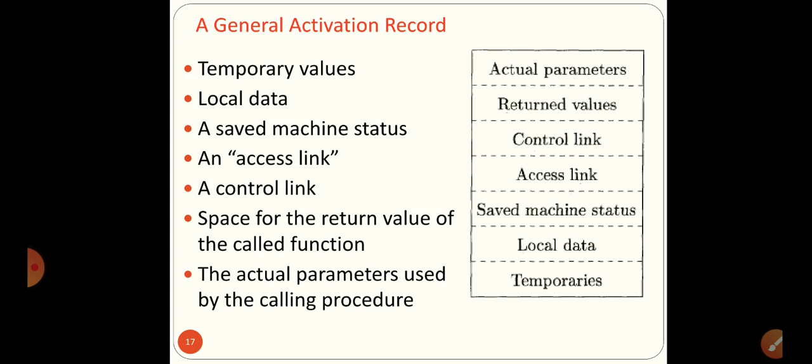This is a general diagram of the activation record. Starting from the bottom, first we have a collection of temporaries, then local data, then saved machine status, which is obtained during execution or running time. Next is the access link, control link, return values, and the actual parameters. Based on the actual parameters, execution may change. Whenever we change the parameters, we obtain a different result for each execution.